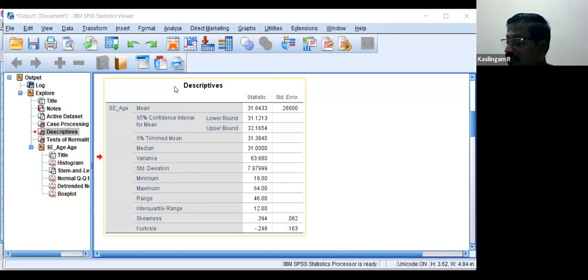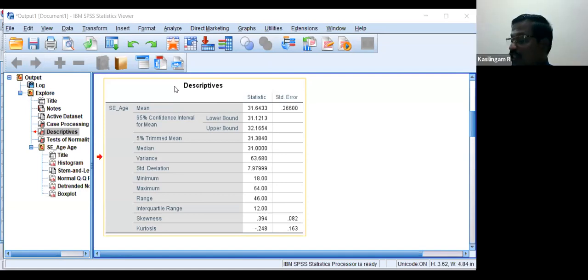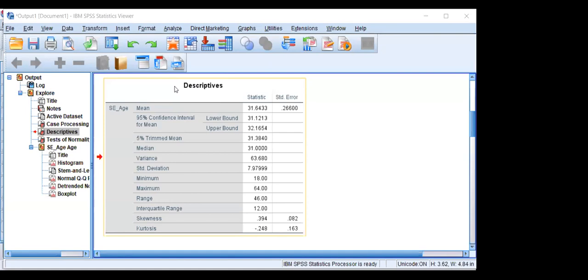What is the standard error value? 0.082, right? Now we have to find out the Z value. Z value is equal to 0.394 divided by 0.082.